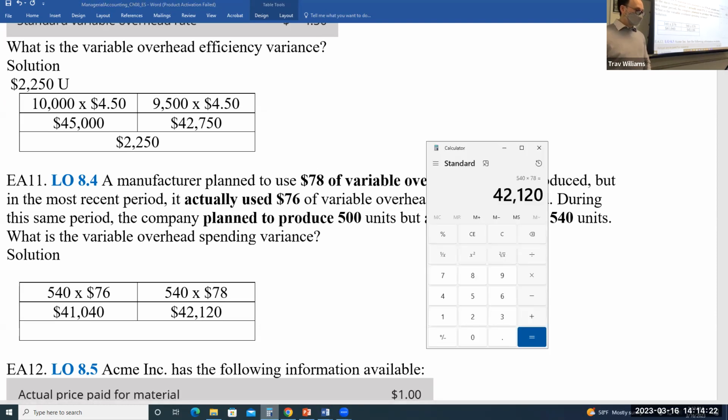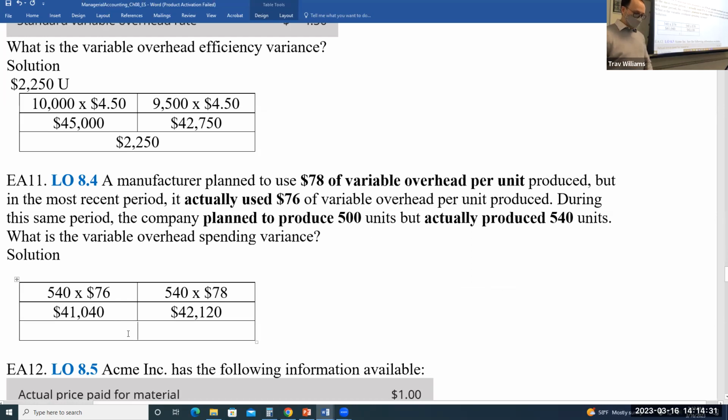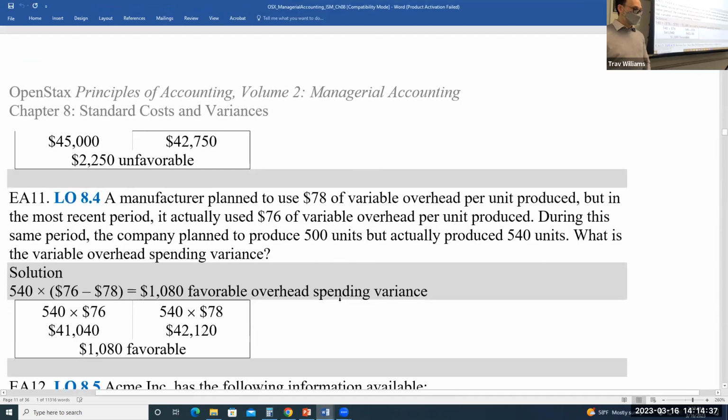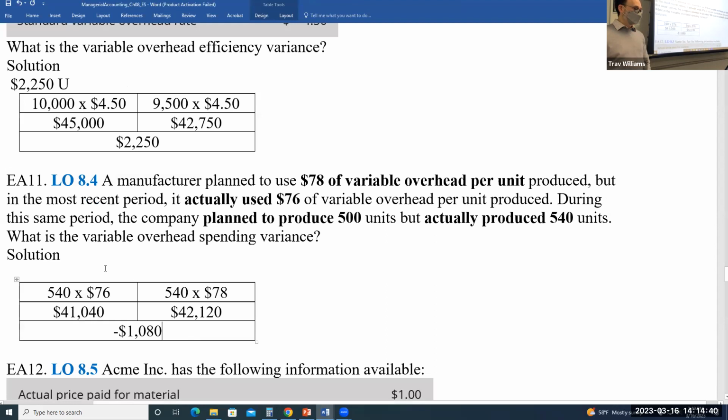Okay, and then if we subtract, negative 1,080. Yeah, good, that came out. So that would be favorable, right? Because it's a negative number. So our variable overhead spending variance or rate variance was $1,080 favorable.